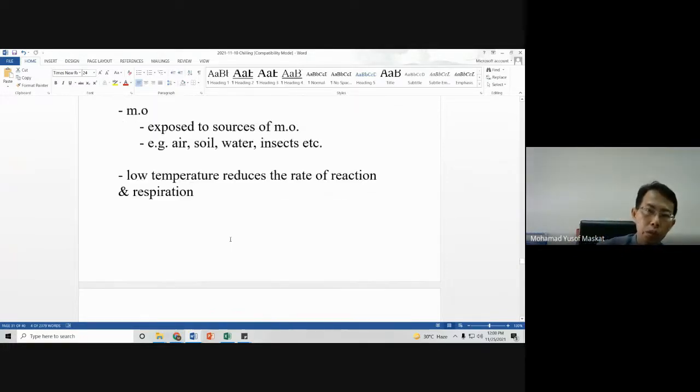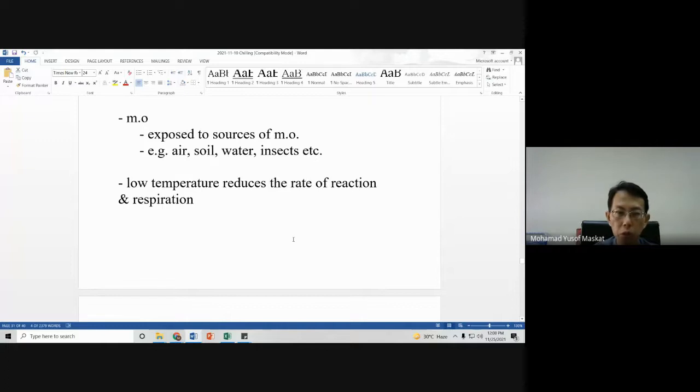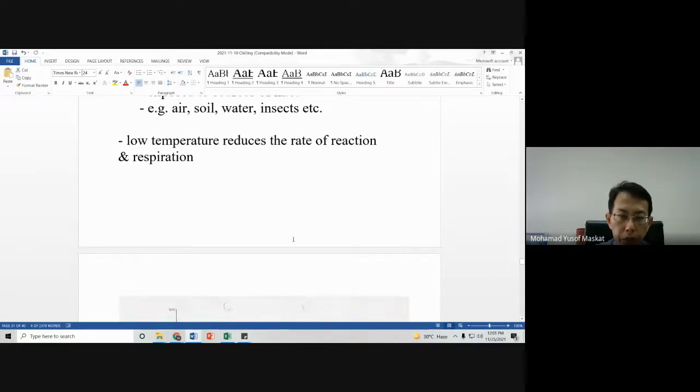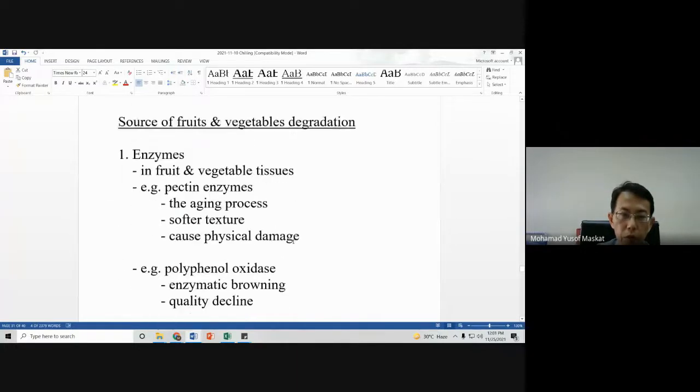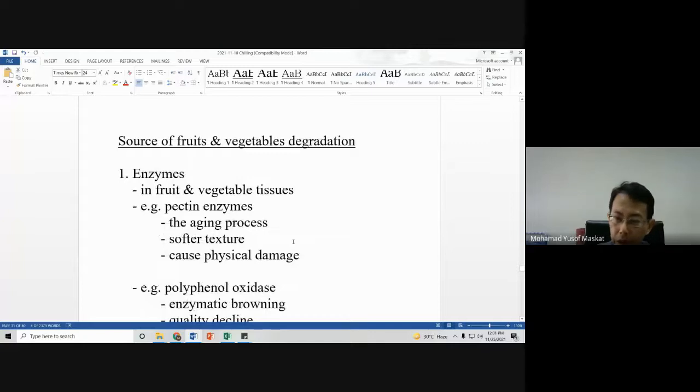So the lower the temperature, the lower the rate of reaction, and also the lower the rate of respiration. When there is a lower rate of respiration, aging also becomes slower. So then we are increasing its shelf life.